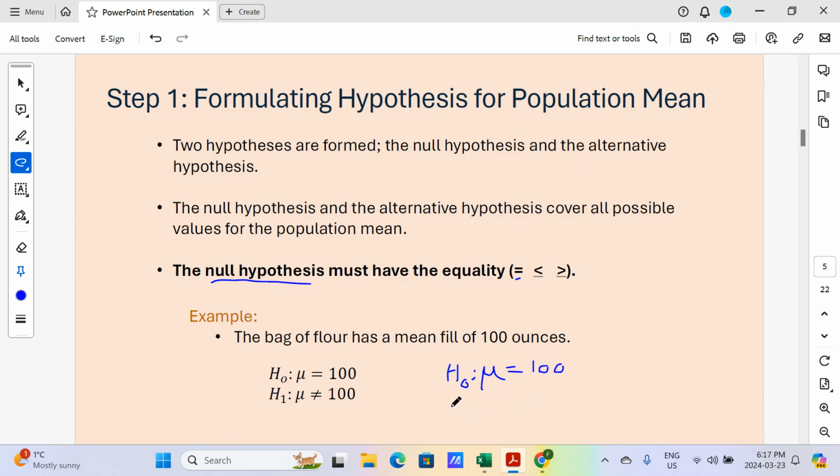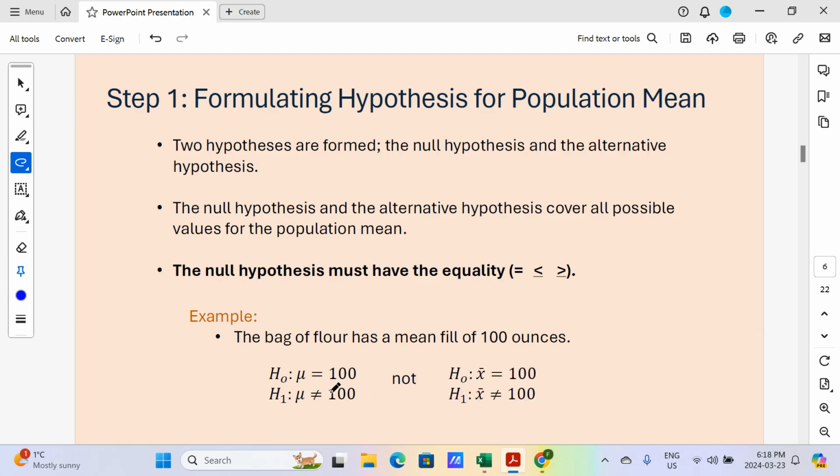Because I told you H0 and H1, null hypothesis and alternative one, always are complement. Okay, they must cover all the possible values for mu, for the population mean. And because H0 says mu is equal to 100, in H1 we need to have mu is not equal to 100. Okay, then I have covered all the possible values of mu. Mu is 100 or mu is not 100.